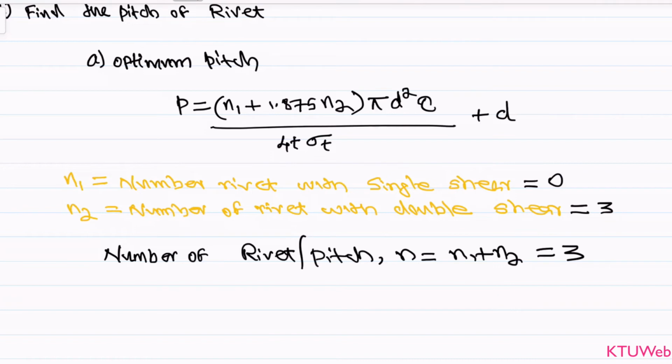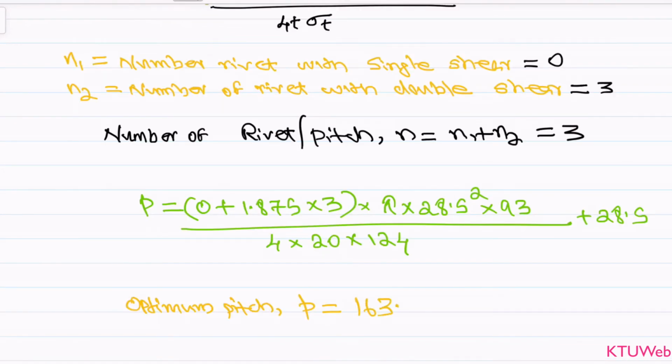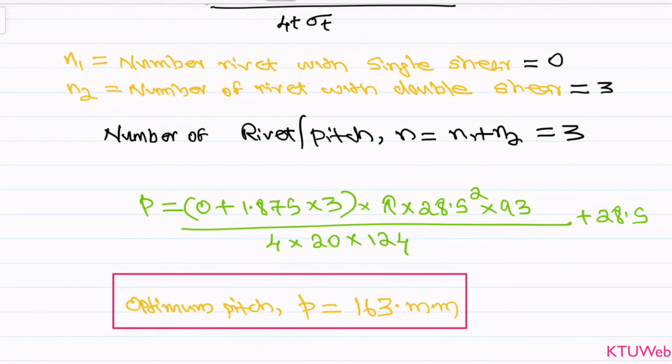Similarly, we have the value of the diameter of the rivet hole and the tearing capacity, and applying those values in this equation we get the answer for the optimum pitch. With n1 equal to 0 and n2 equal to 3, upon application we get pitch P equal to 163 mm, and this is the optimum pitch of this riveted joint as per the calculation.